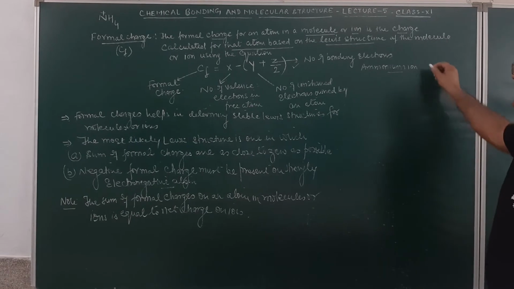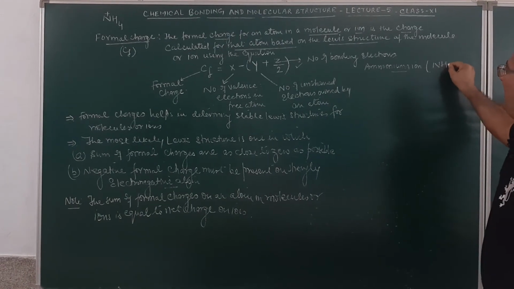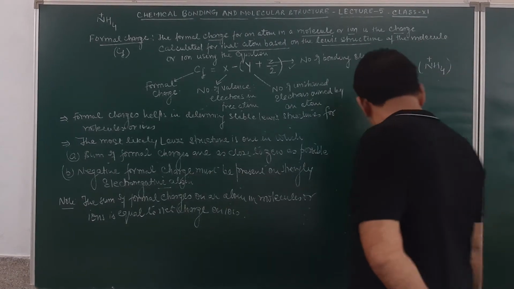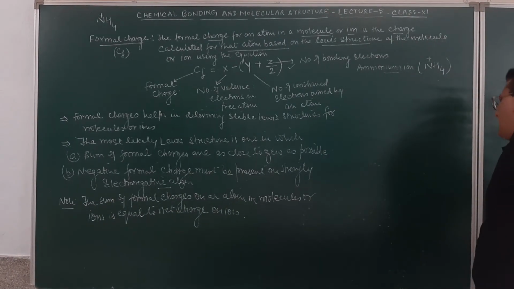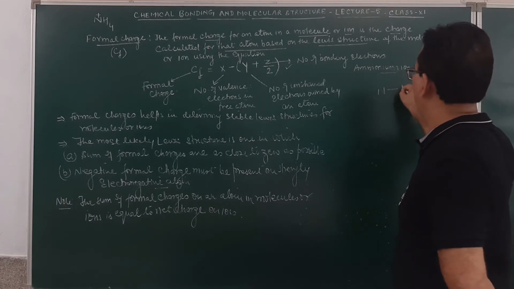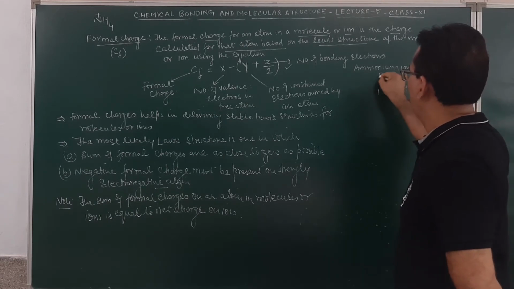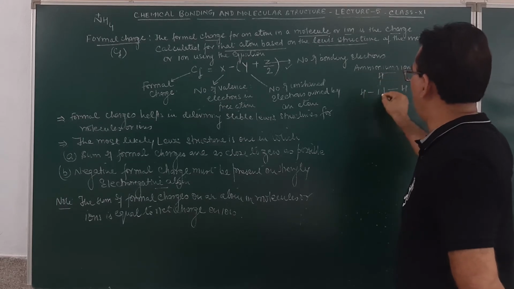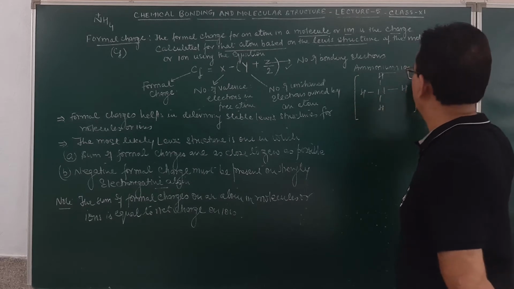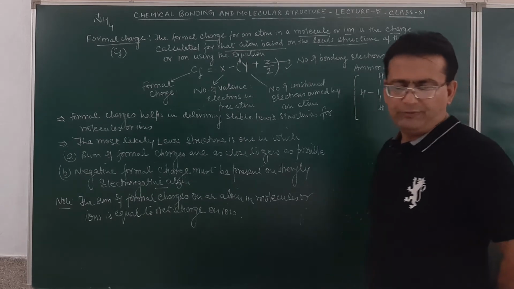How do we write ammonium ion, students? We write ammonium ion as NH4 positive. If I make the structure of ammonium ion, this will be nitrogen, hydrogen, hydrogen, hydrogen, hydrogen with a positive charge. This we have done in class 10th also.